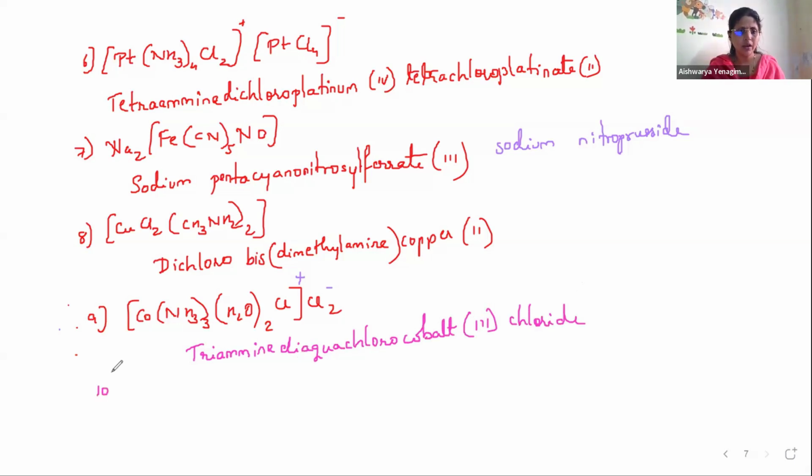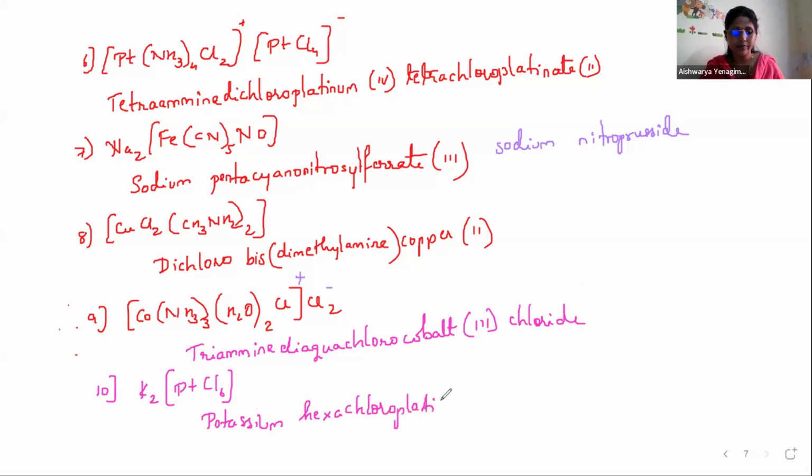Then you have example K2[PtCl6]. Now look at this. Can you tell me? Simple one. K2. K2 is what? Potassium. Potassium, 6 Cl, so hexachloroplatinate. Platinate 4. Yes. So this is potassium hexachloroplatinate.